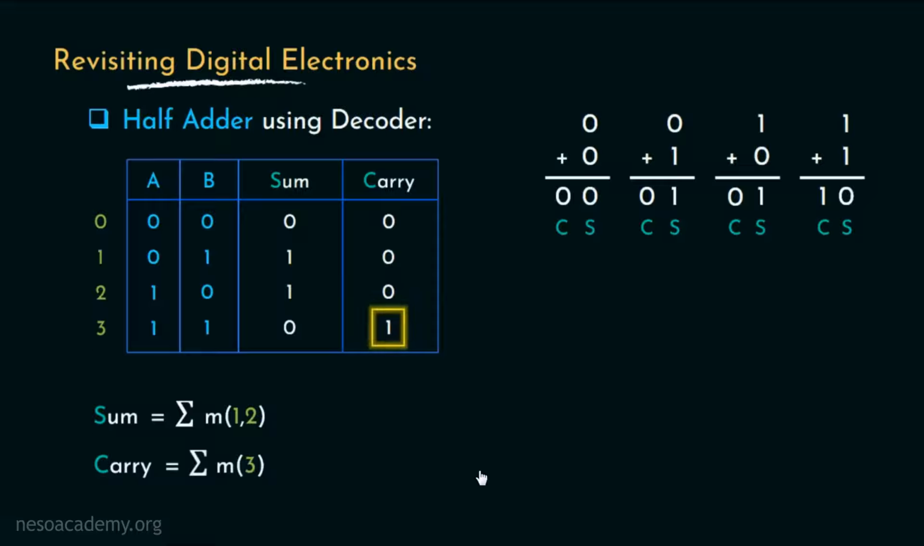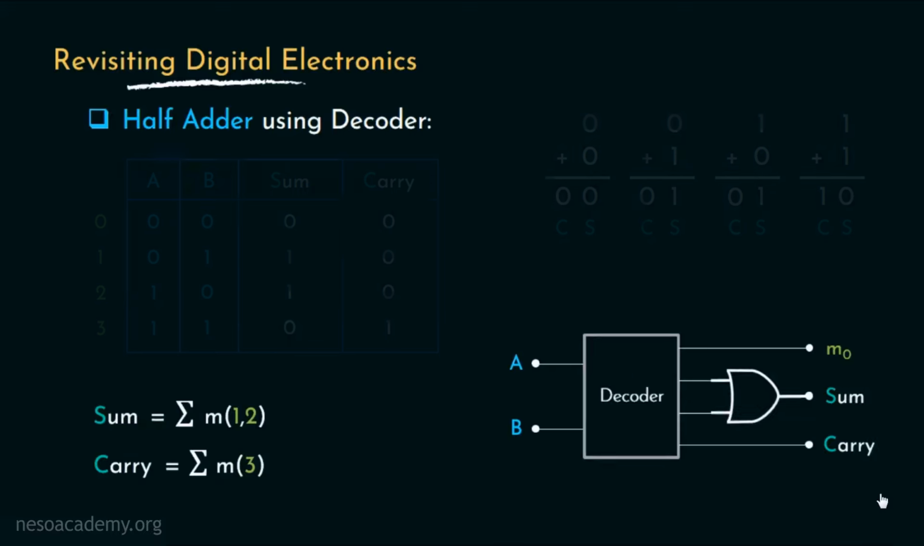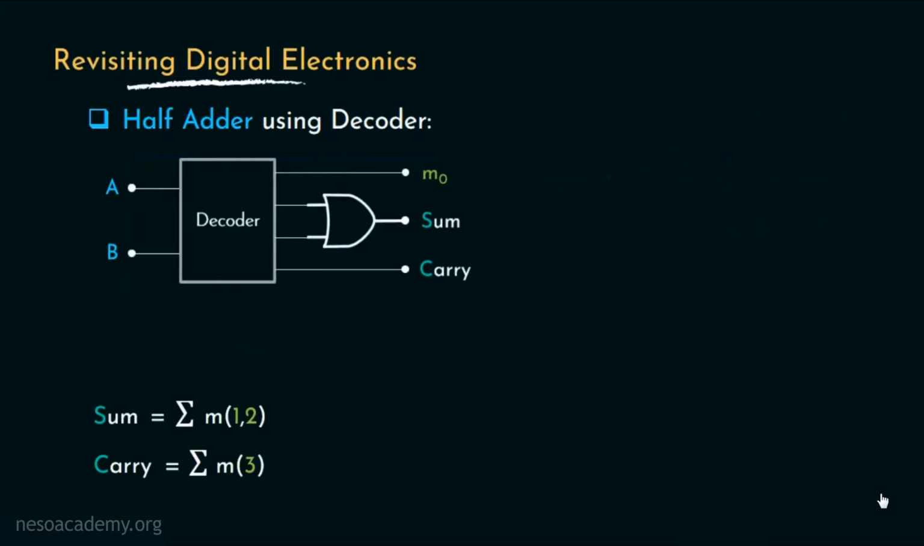So if we take a 2 to 4 decoder, it will actually produce all the minterms M0 to M3. Now if we feed the output lines M1 and M2 to an OR gate, we obtain the sum, and the output line M3 gives us the carry. Now this particular circuit becomes a half adder circuit constructed with a 2 to 4 decoder. Nonetheless, the same can be implemented in a different way as well.